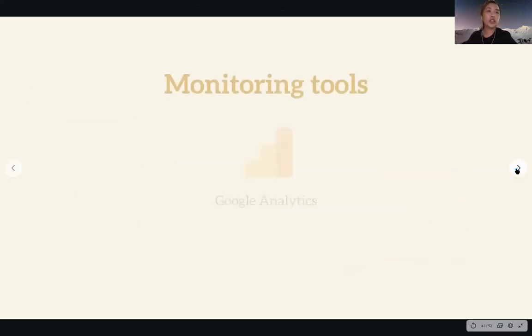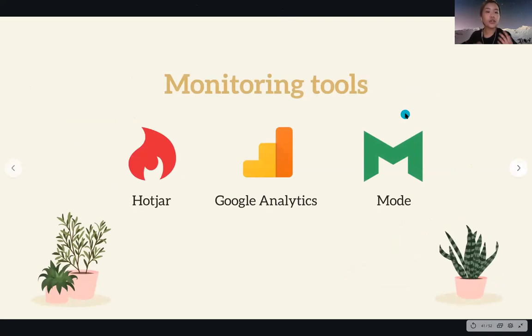And some tools that you can use are Hotjar or Google Analytics. We use Mode at Canva, and this usually can get the help of a data analyst to set up tracking events for you, but it's a really great way to see where people are dropping off in the funnel.